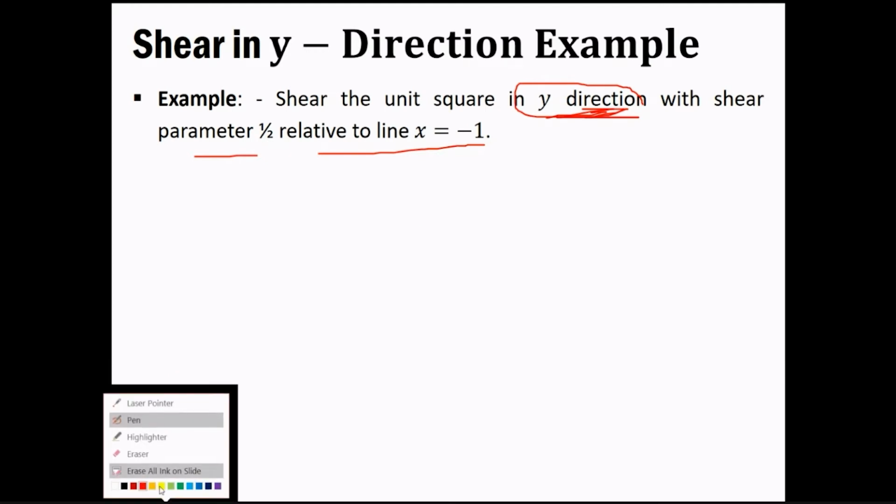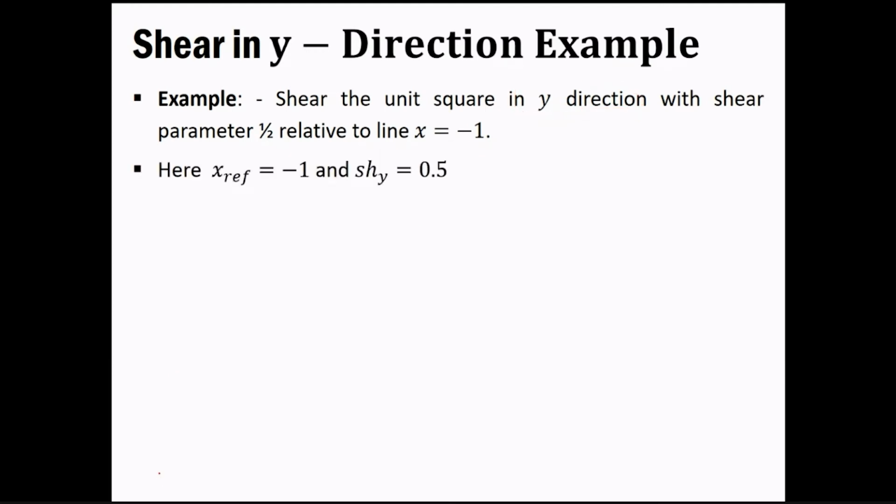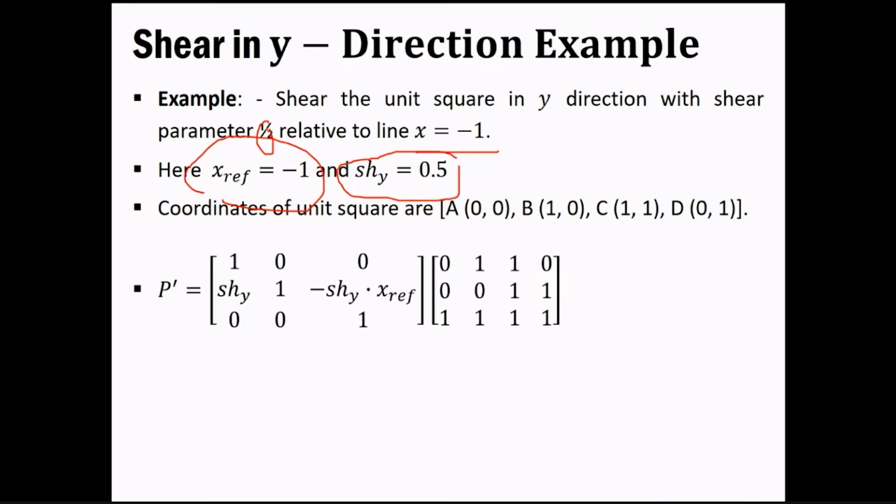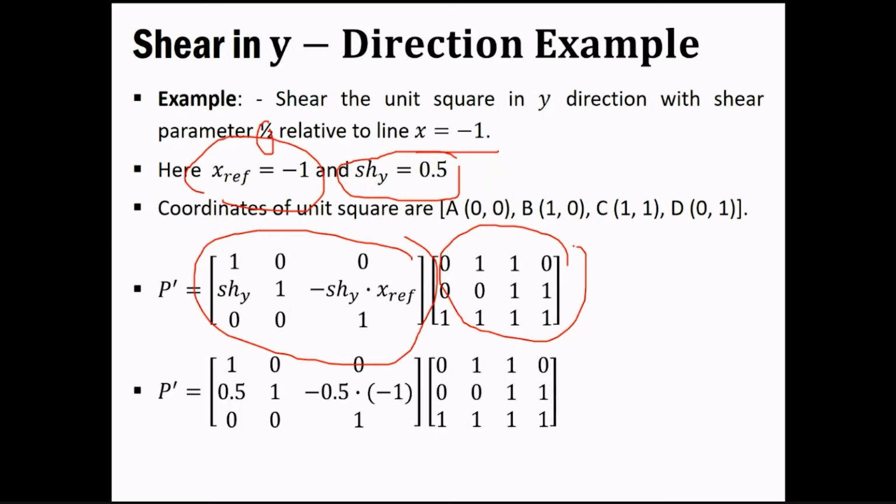Fine. So here the x reference parameter is given, that is equal to -1, as you can see, and shear in y direction, that is SHY, is equal to 0.5 as it is written over here. Now putting all of this into your example, the transformation matrix that we have seen just now is over here, that is 1 SHY, similarly 0 1 and 0 minus SHY into x reference, and then multiplying the whole of this with our unit square to get the shear transformation. Doing all of this, you'd be getting this value.